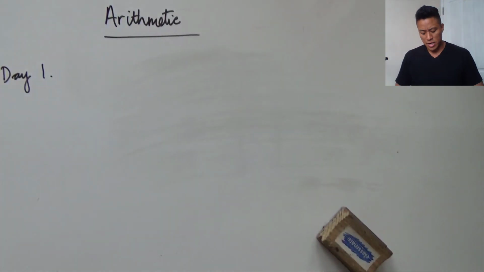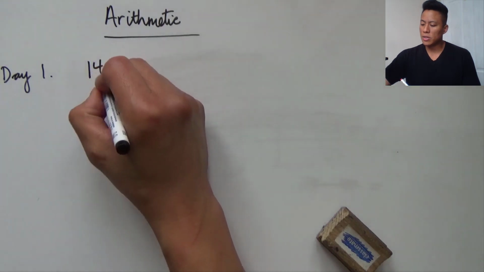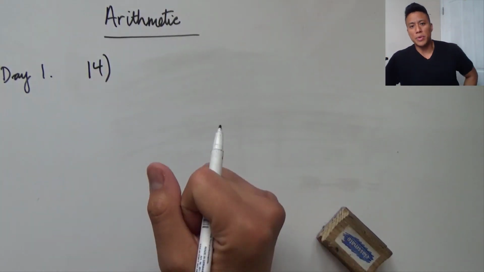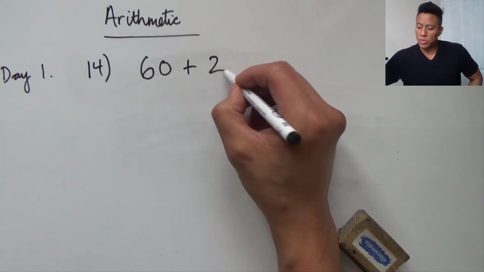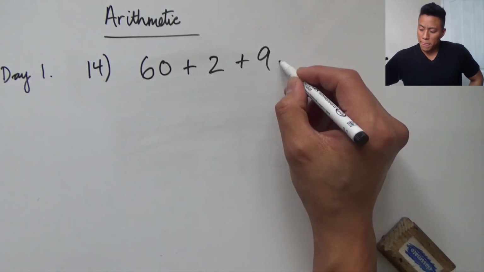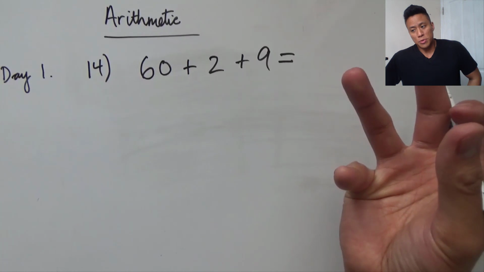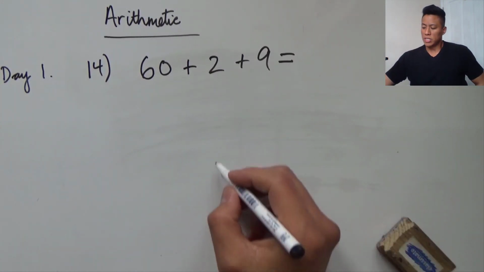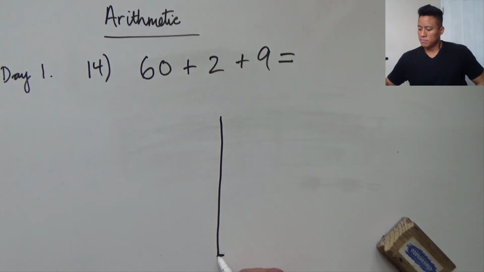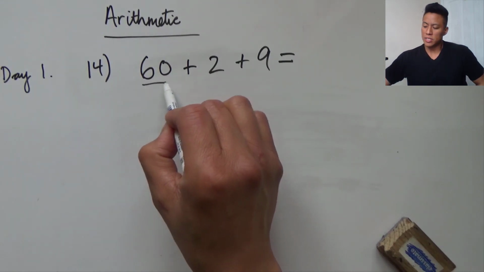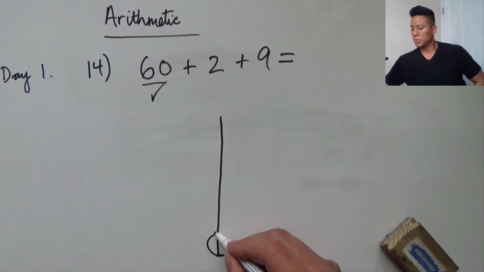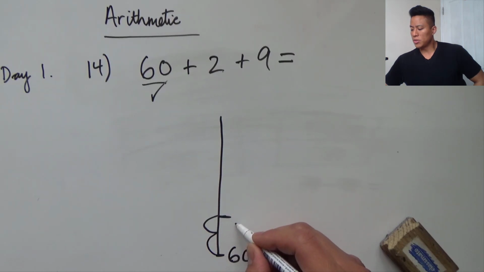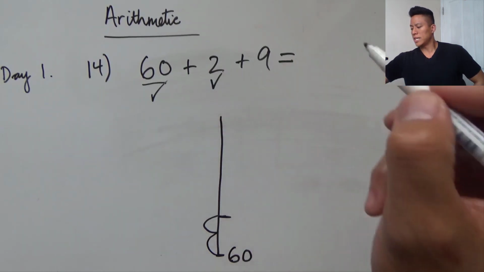Also on day 1, I'm going to look at question number 14. Day 1, question 14 is when we have 3 groups that we're adding together. We've got 60, we've got 2, and we've got 9. We're trying to find out what your answer is going to be when you total them all together. I'm going to use a number line for this. We've got 60 we're starting off with, so I'm going to tick that. Then I'm going to do my 2 jumps here, 1, 2. I don't know what this is going to be, but I'm going to tick that anyway.